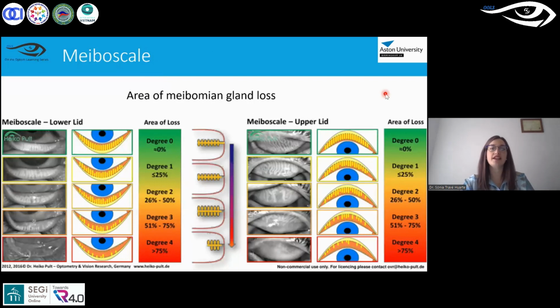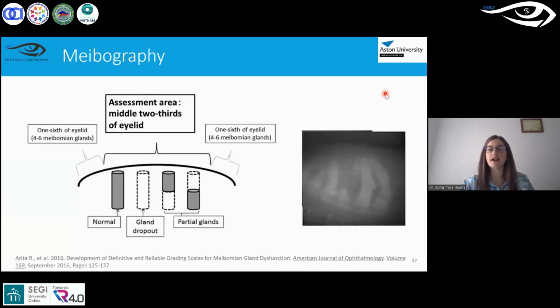So we have the Meibomian scale, that's by Heiko Pult. It's like a percentage of the area of loss of those glands, graded from 0, almost no amount of Meibomian gland loss, up to degree 4, which is more than 75%. This is the Meibomian scale, but there are other scales, so I'm presenting different scales.